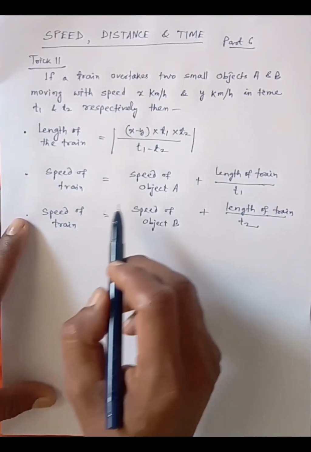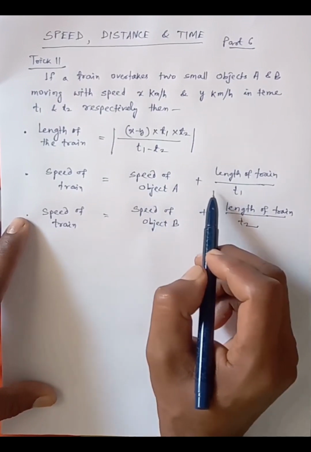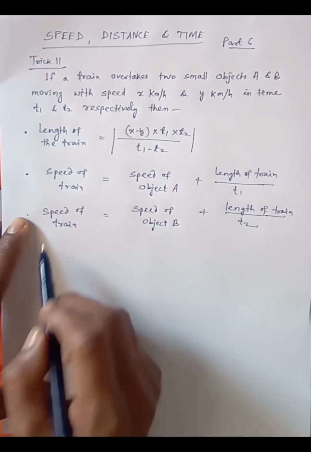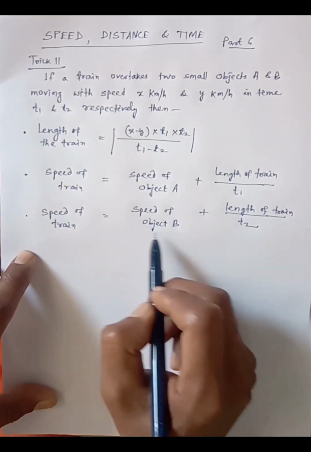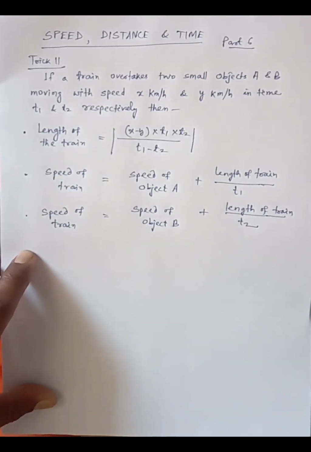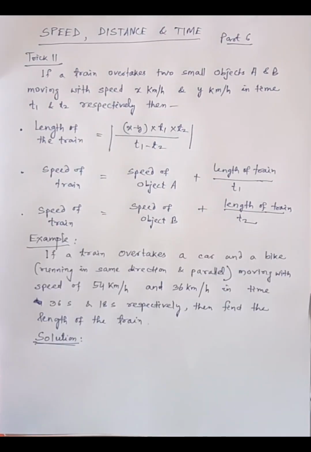Speed of the train is equal to speed of object A plus length of train by t1. Speed of train also can be calculated by speed of object B plus length of the train divided by t2.